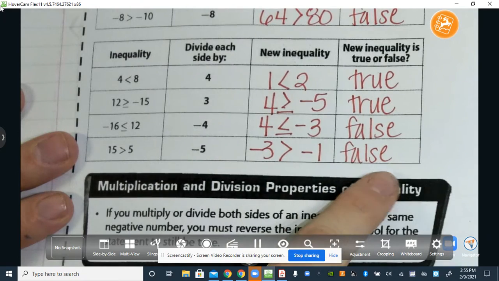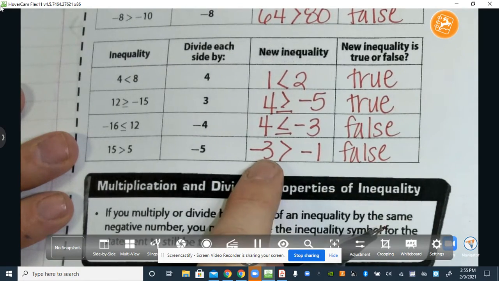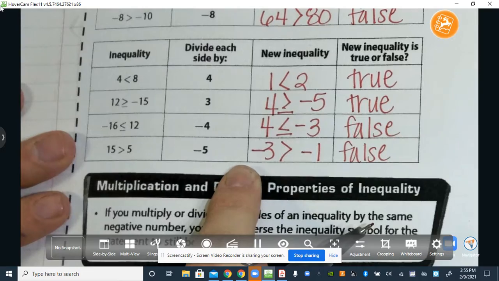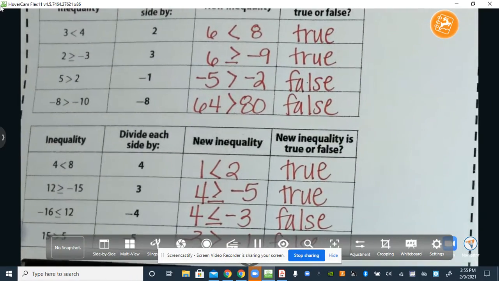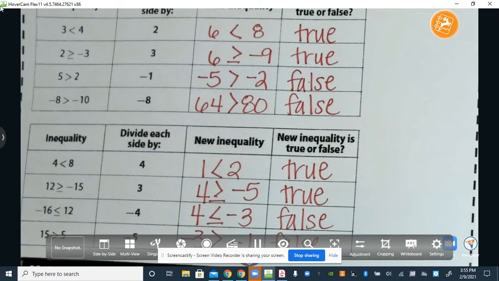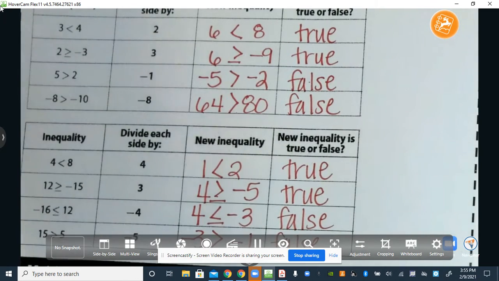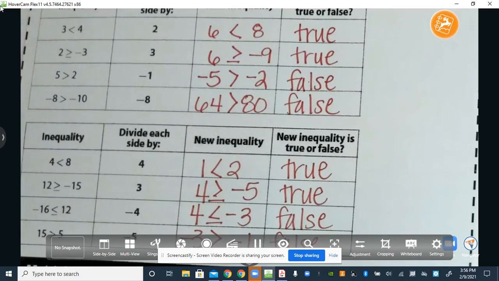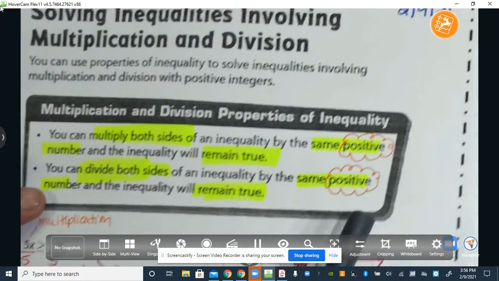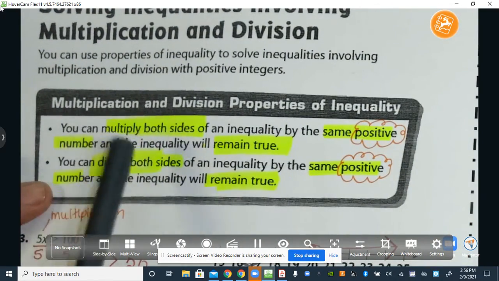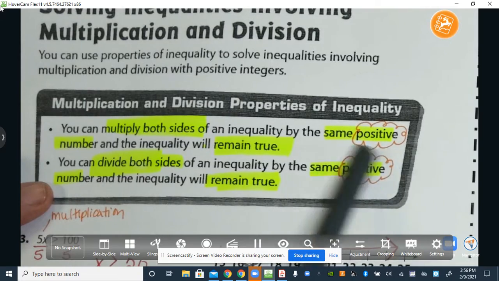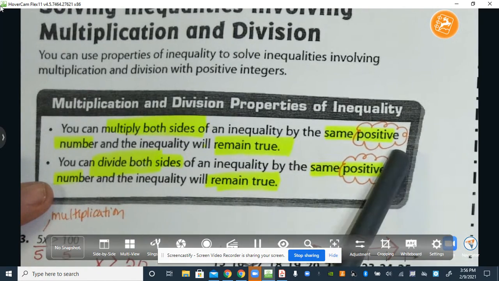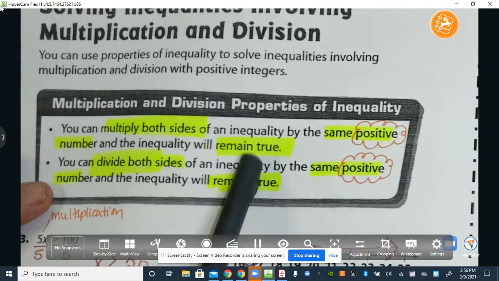Negative 1 is closer to 0 on that number line, so it is bigger than negative 3. So how can I make these true? Well, there's where that trick lies. Remember yesterday when I said I need you to circle that you multiply or divide by the same positive number? Remember I said positive, make sure you bubble a little circle, make it known that no matter what you do and you divide by the positive, it will remain true.